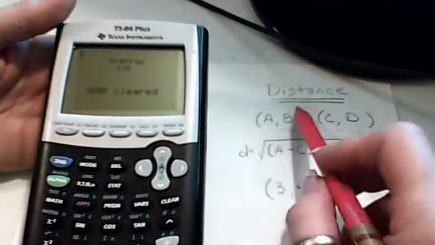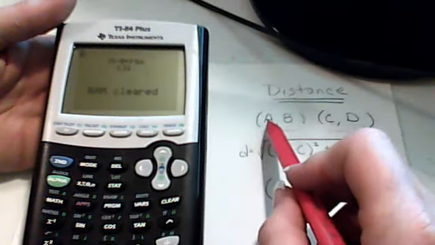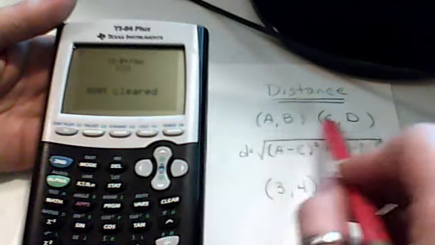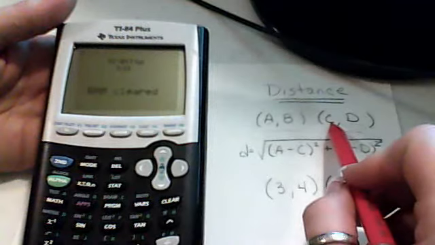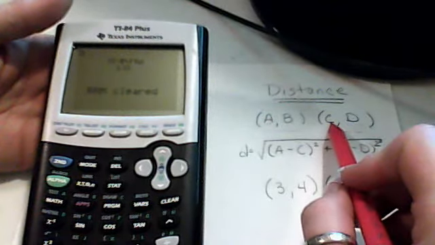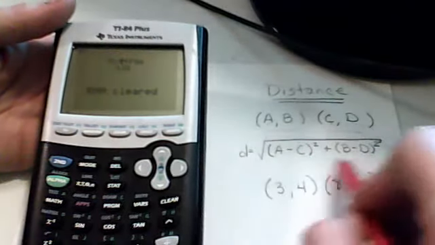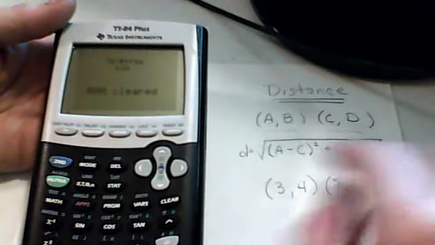And so for my first ordered pair, I'm going to have capital A for x sub 1 and capital B for y sub 1. And for my second ordered pair, I'm going to have capital C for x sub 2 and capital D for y sub 2. And then I can plug them into the formula for finding distance.